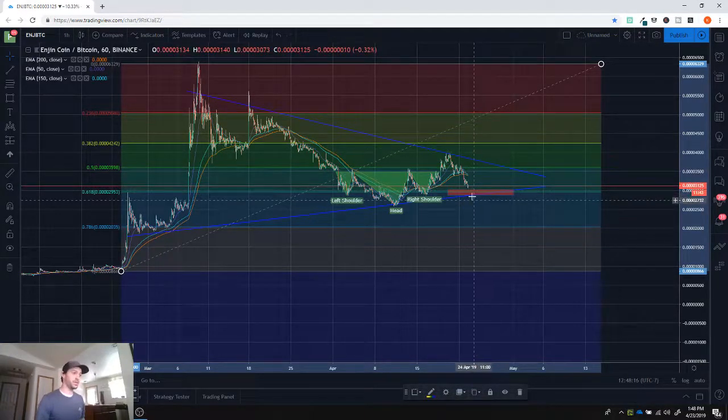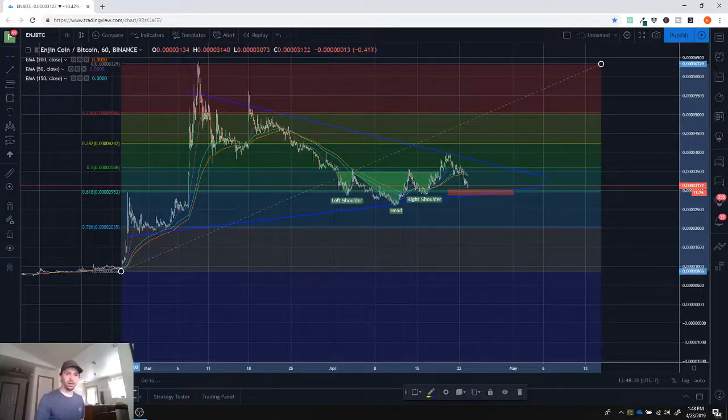We break out of this wedge. Once we test this, I'm going to watch for volume to come in and move back up. If we don't have any volume, this thing will break down and we'll be looking back down at the 800 Satoshi level, 900 Satoshi level.